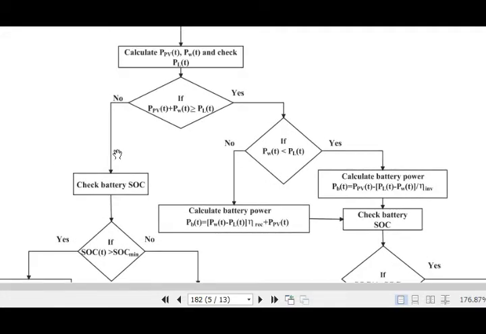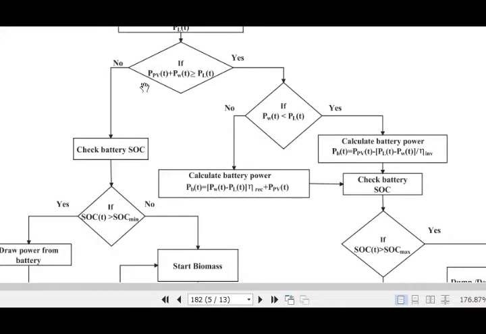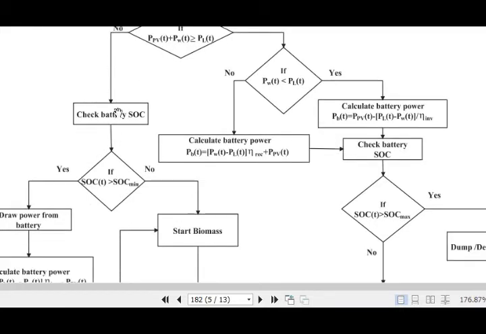So let's discuss the other scenario, when the wind and the PV energy is not sufficient to meet the load demand. In this case, we will be checking the SOC of the battery. We need the energy stored in the battery to be provided to the load. So we will be checking the battery.